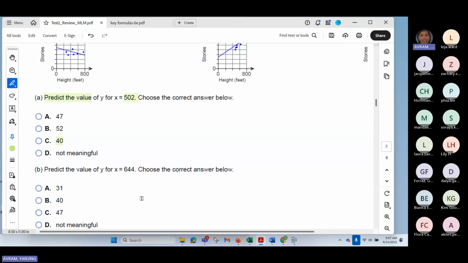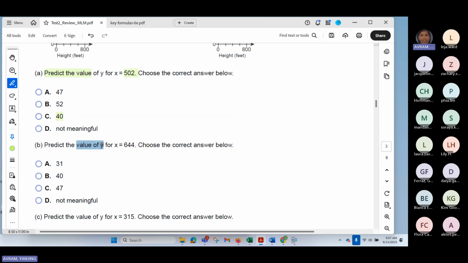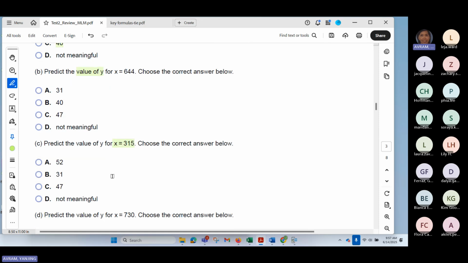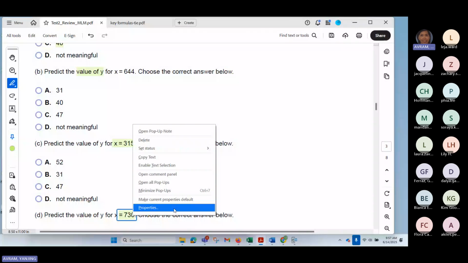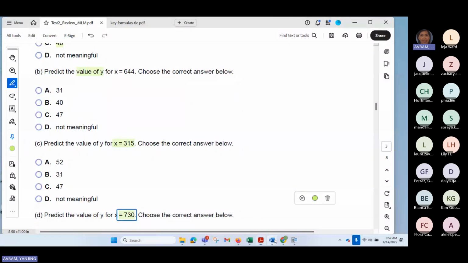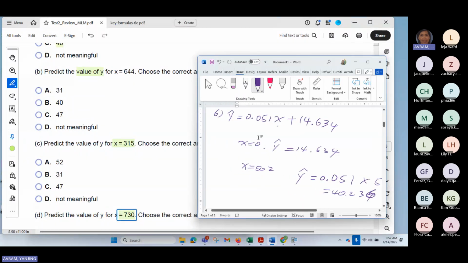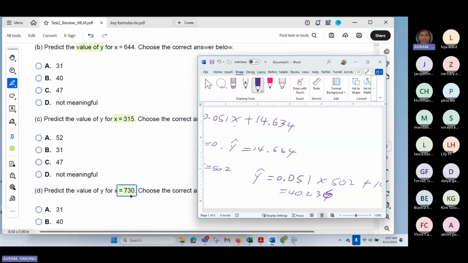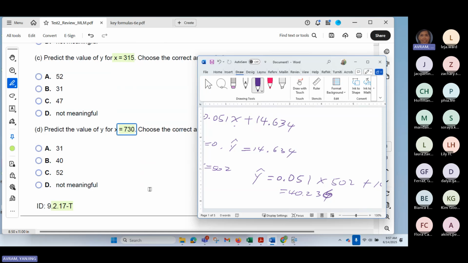Okay. All right. And then same thing. How do you predict when x equals 644? Choose the correct answer, and then predict x equals 315. All right, and then predict x equals 730. Okay, so using the same formula, you just replace the x with a different value in here. Just like replacing 502 with 644, and then replacing 502 by 315 and by 730. Same calculation. All right.